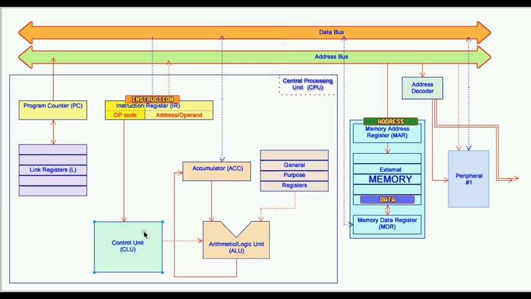So these are the tasks that it will do. It will set up data paths, it will provide control codes, and then it will provide signals for the data transfers and the data latching as needed. So all of these are going to be done by the control unit for this specific operation. And that completes the instruction decode and execute cycle.